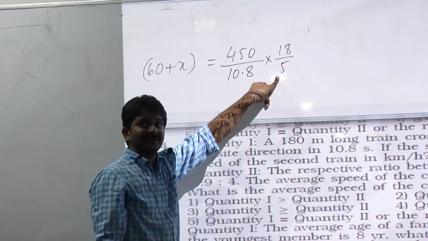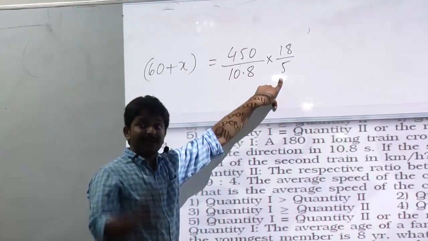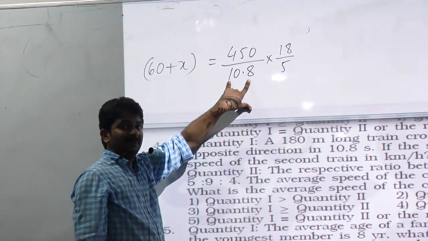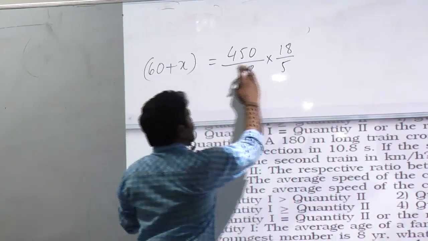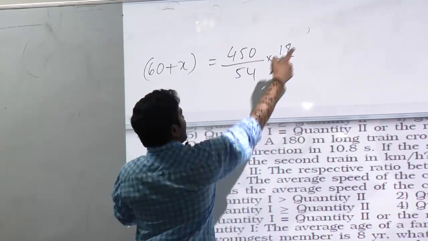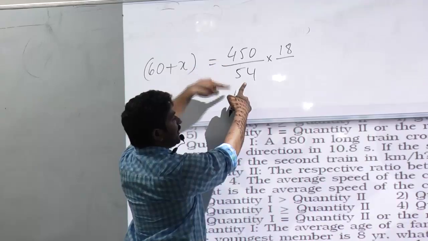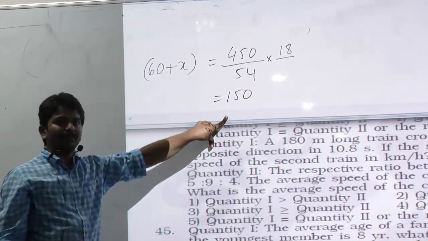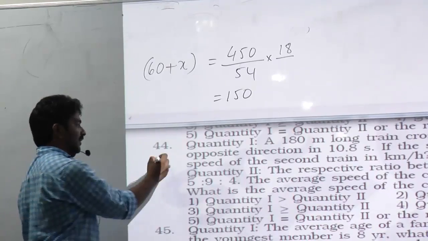10.8, 5 times. 10.8, 10 times and make it half. You will get 5 times 108 half, 54. So denominator part you have 54. 18, 3 times. 450 by 3, 150. 60 plus x is equal to 150. X is equal to 90. So quantity 1 is 90.